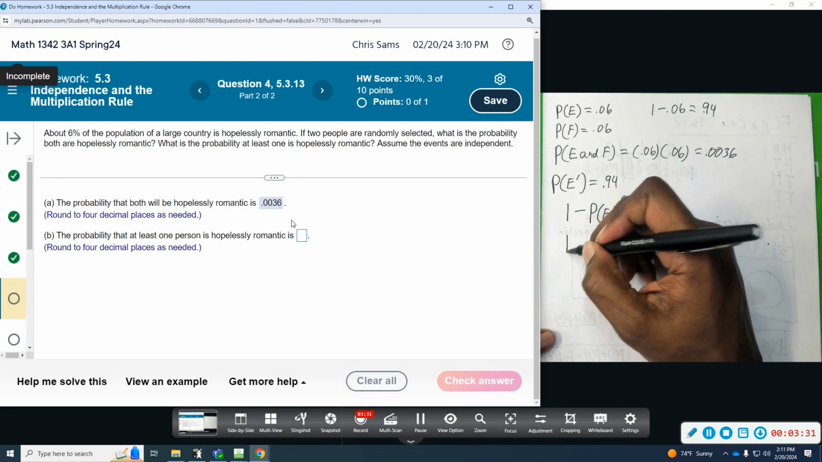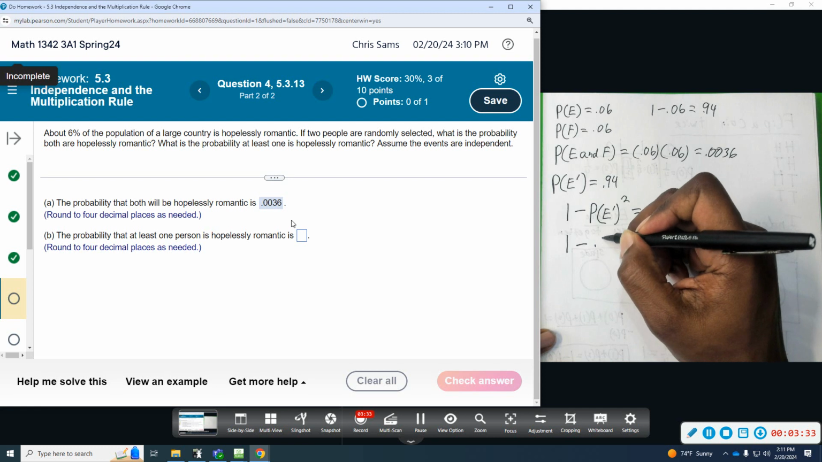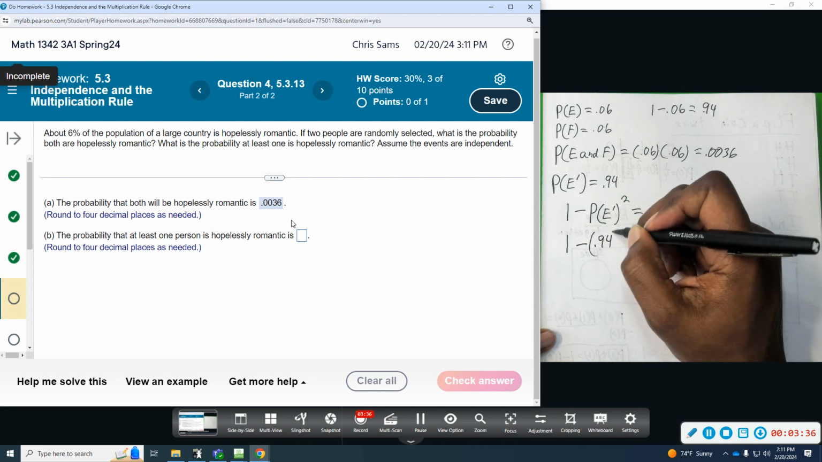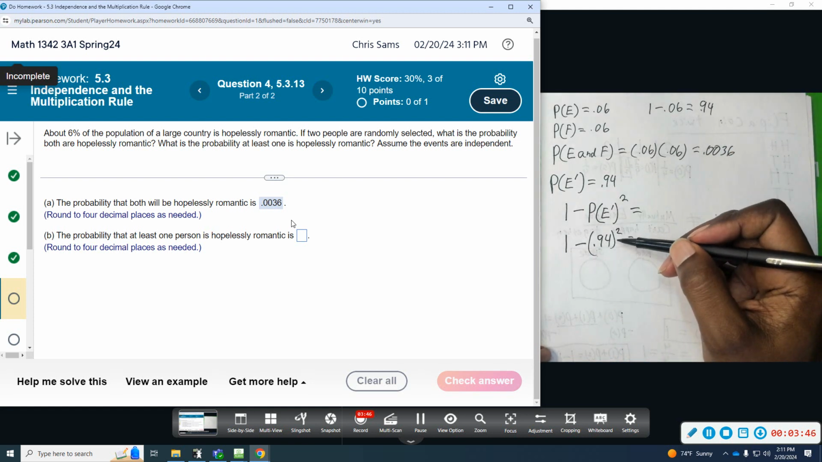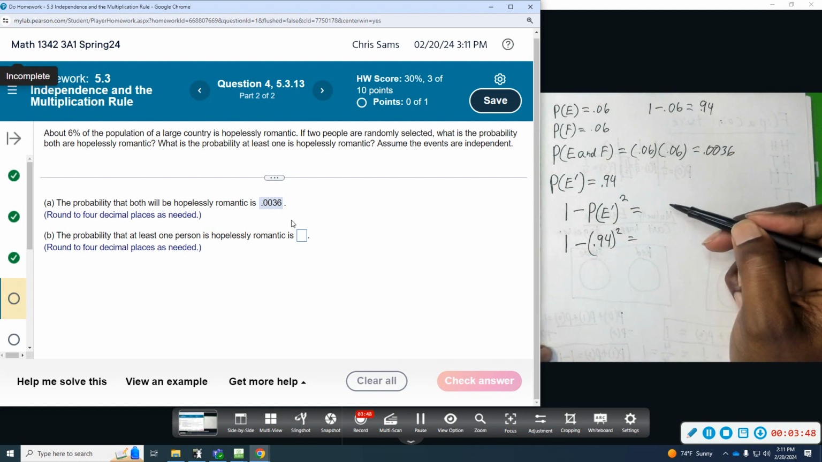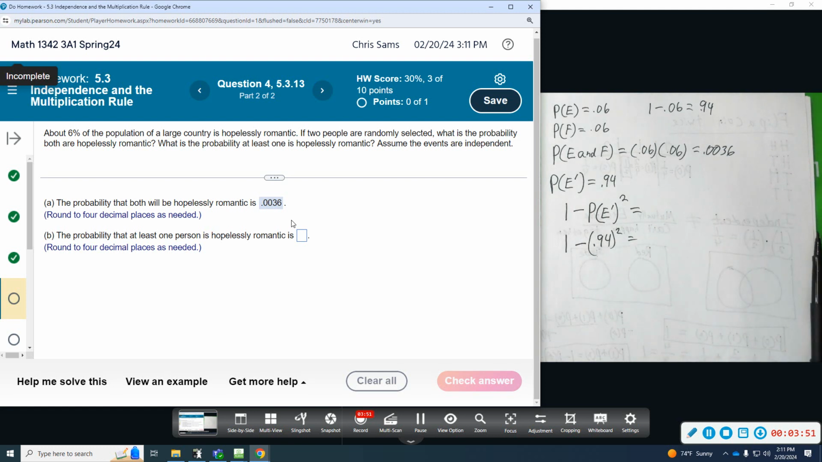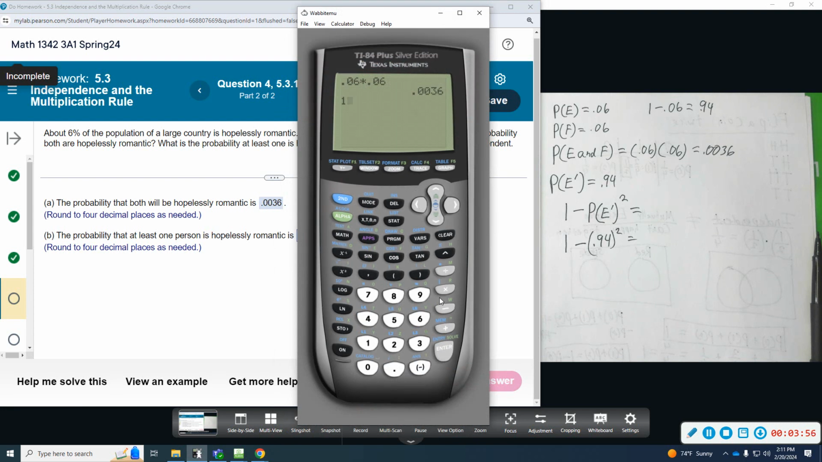So this will be 1 minus 0.94 squared. This will give us a probability that at least one. So the probability that none are is 1 minus the probability, the probability at least one is 1 minus the probability that none are. So we're going to do this part. It'll be 1 minus 0.94, and we're going to square that because we're dealing with 2 people, and that's going to give us 0.1164.